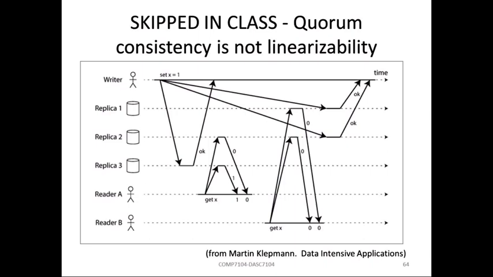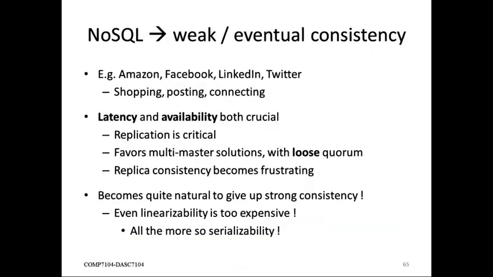Okay, now this is a slide basically illustrating that quorum consistency is not linearizability. We'll not discuss it further here, but you can have a look at this later on. It's about read or write operations that are done on an object which is replicated with a degree of replication of 3, and there are delays in between the request and the response for each of them.